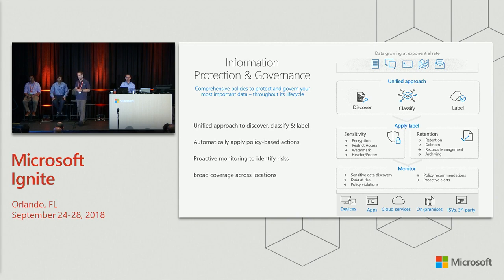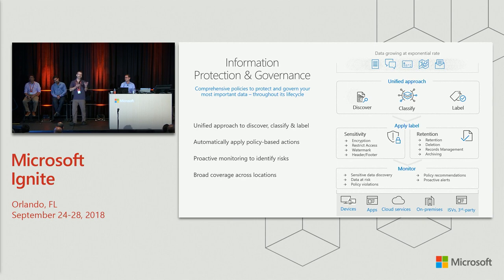So as I mentioned, unified labeling: when you think about how you protect and govern your data and apply those actions, we want to talk a little bit about how that breaks down and what the different technologies are that we use to achieve these. Of course, on the top there, you can see that unified approach. How do you discover your content, uniformly define what that content is, classify it, and then apply the label so that you can start to protect or retain that content?